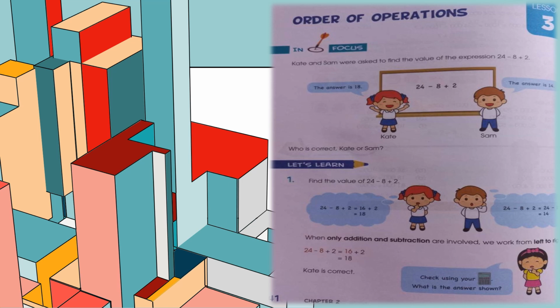The answer of Kate is correct because she has followed the rule which says that whenever there is only addition and subtraction, we have to solve from left to right. So first we subtract 8 from 24 and the result is added to 2. When we subtract 8 from 24, we have 16, to which we add 2 and the answer is 18. So Kate is correct.